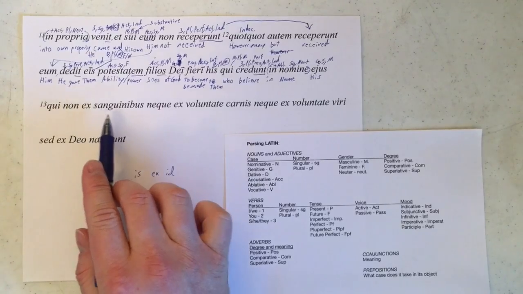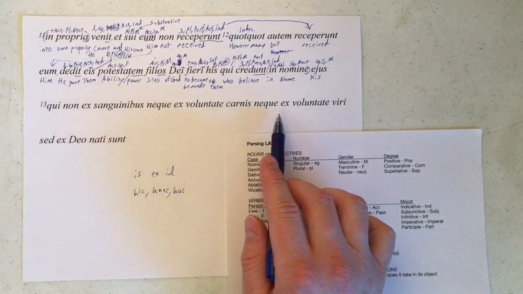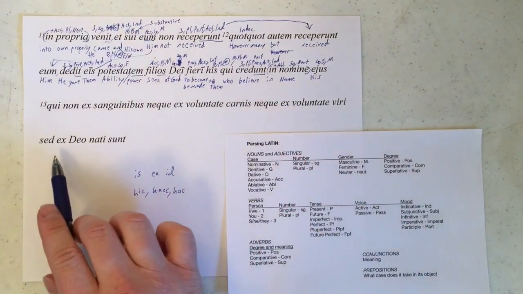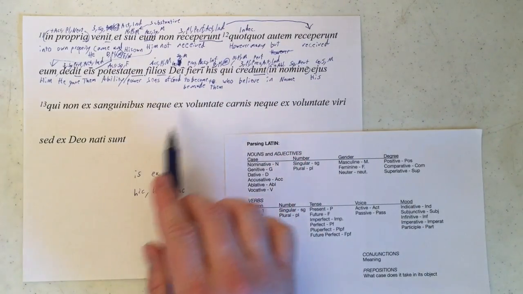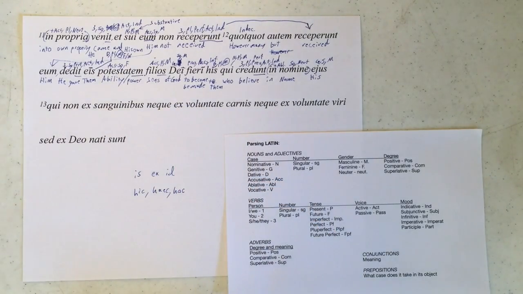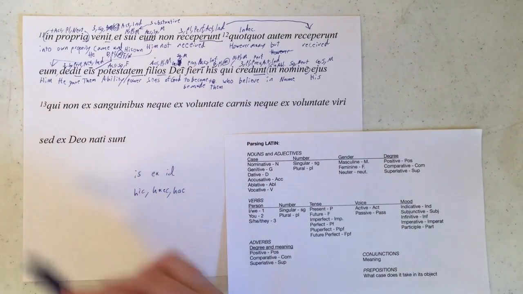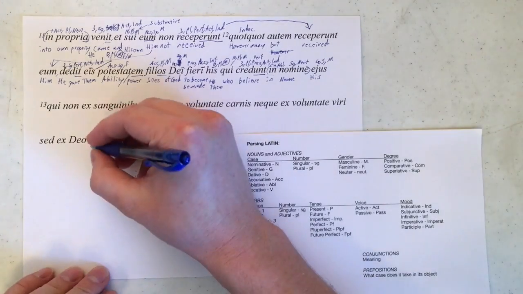Qui non ex sanguinibus neque ex voluntate carnis neque ex voluntate viri sed ex Deo nati sunt. Sorry, I said that one wrong. Voluntate. There we go. All right, so we want to find our verb first and our subject. So as we take a look at this, new verbs. Our verb is all the way at the end.